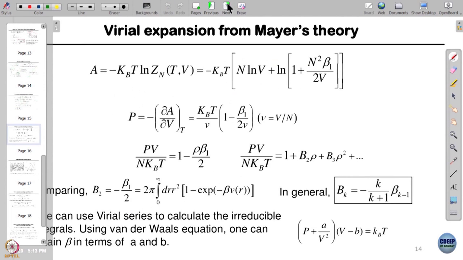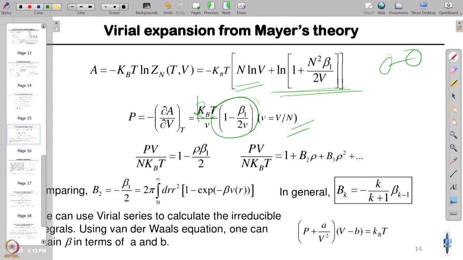Then I go and calculate the free energy from this, with lower case Boltzmann constant. Then I work it out, then this is the ideal gas term, then this is the term coming from retaining only the dimer diagram, beta 1. And then when I do that, I found that this is the correction that comes to pressure, beta 1 by 2 V, and this small v is V by n, and then you get this correction; that means pressure P V by n kT becomes 1 minus rho beta 1 by 2, and this we know.